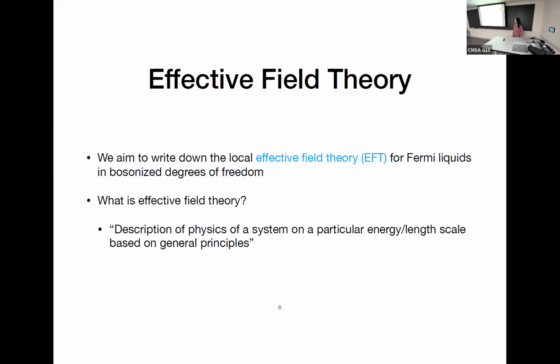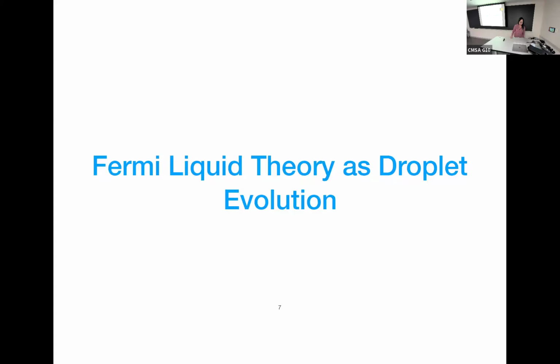So what is an effective field theory? Well, this gives us some description of what it is. An effective field theory is the description of the physics of a system at a particular energy and depth scale based on general principles. Okay, so now I'm going to tell you how we can treat this kind of liquid theory and describe it as droplet evolution.